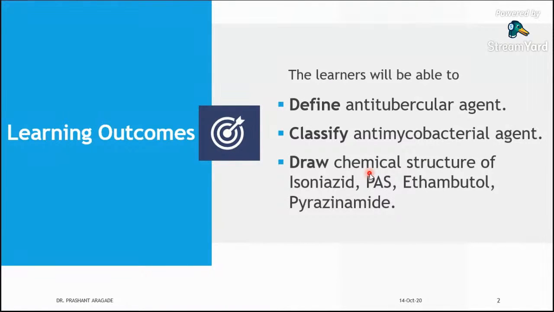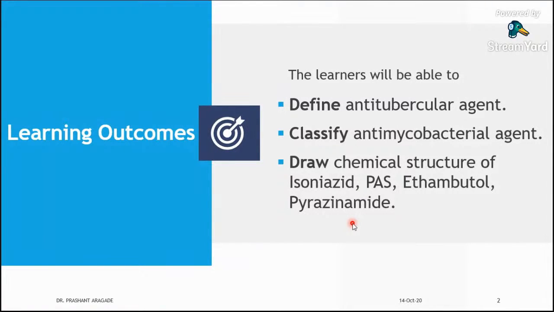After that, you will be able to draw and remember the chemical structure of isoniazid, para-amino salicylic acid, ethambutol, and pyrazinamide. So in this chapter, we are going to study the structure of 4 drugs: isoniazid, para-amino salicylic acid, ethambutol, and pyrazinamide. I am going to give smart tricks to remember the structure of these 4 drugs. Very smart and very useful tricks. You will never forget the structure of these drugs.